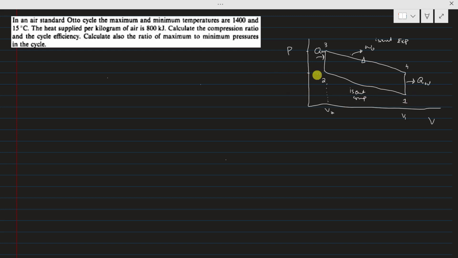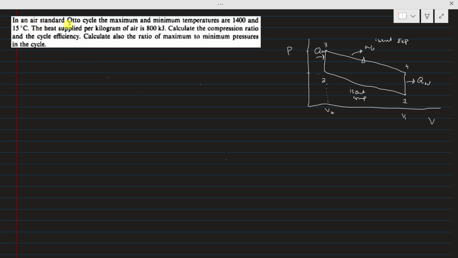Let me explain one more thing. The maximum temperature is obtained at T3 because heat addition has taken place. So after heat addition, the maximum temperature in the cycle is obtained at point 3, and the minimum temperature, after heat rejection, is obtained at T1. Now come to the statement.